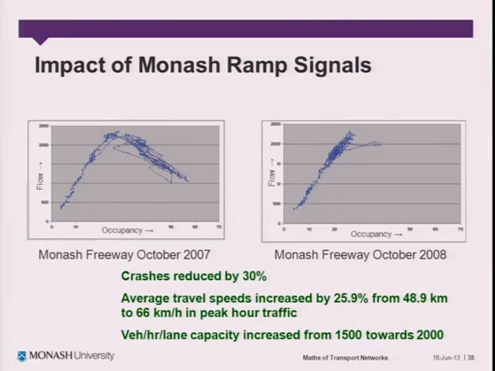This actually reduces the number of crashes, so fewer stop-starts, increases the average speed from about 50 to about 66, and increases the vehicles per hour per lane from around 1500, which is the maximum before the signals are introduced, towards 2000, which is really the target for a motorway.